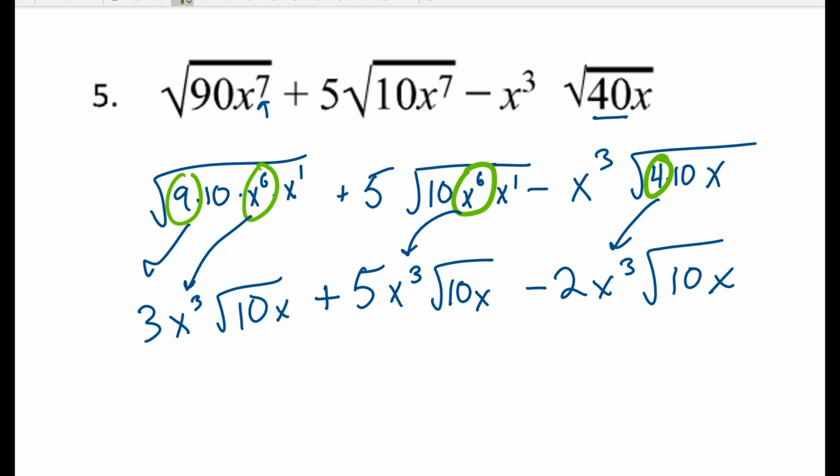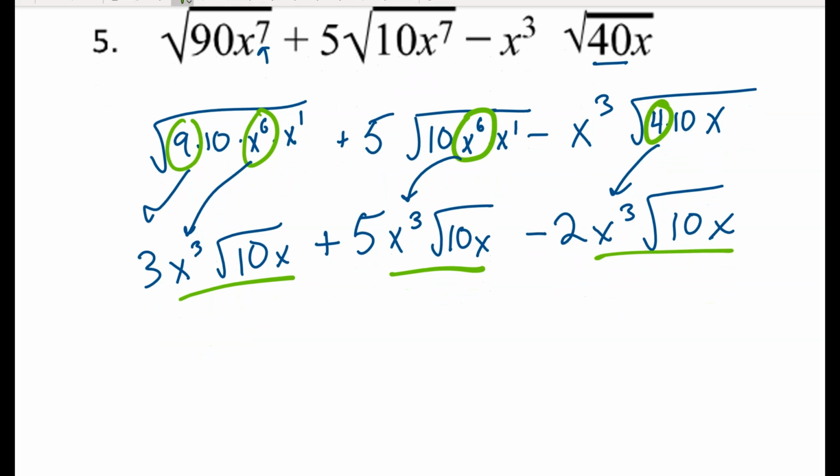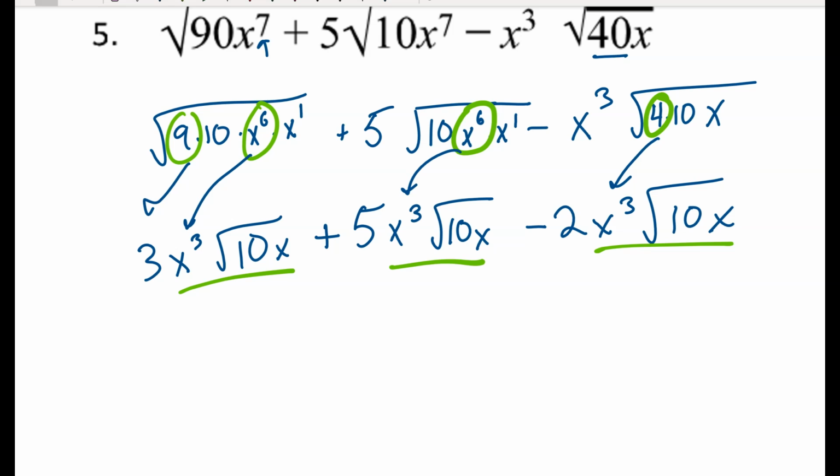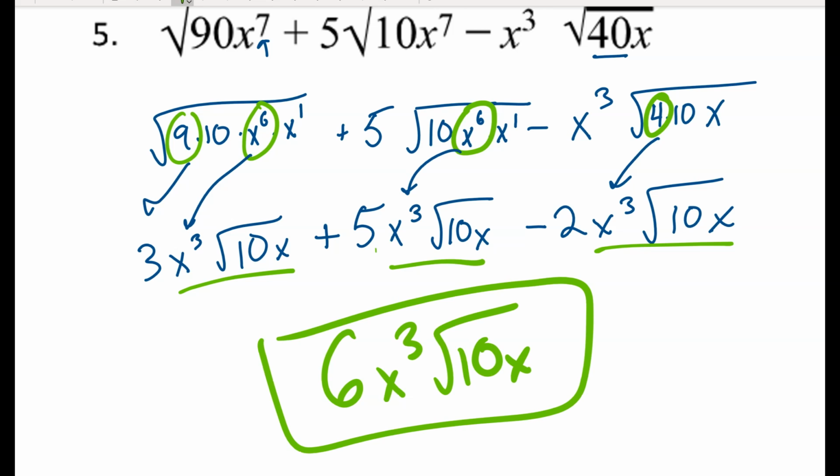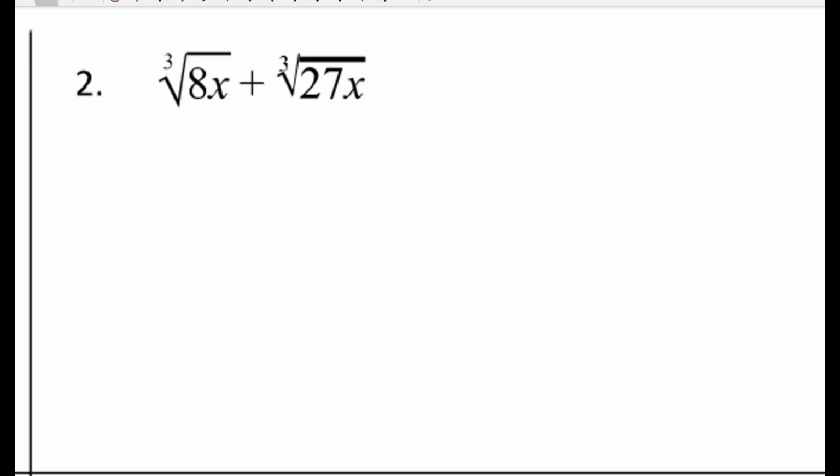So notice that for each of these terms, it has an x cubed times radical 10x, x cubed times radical 10x, x cubed times radical 10x. You can only combine them if they have the same variables to the same exponents and the same thing under the radical. In this case, I'm in business. So 3 plus 5 is 8, minus 2 is 6. I keep the variables, and I keep the radicals. That's if you have square roots.